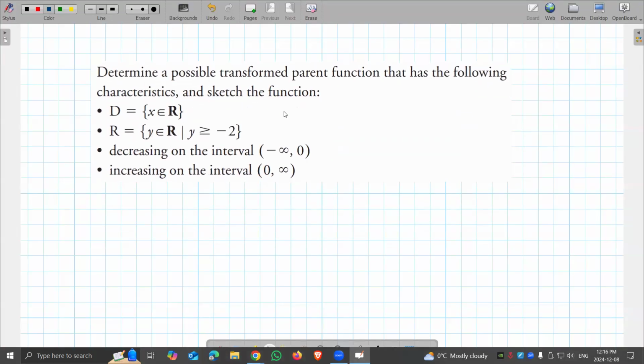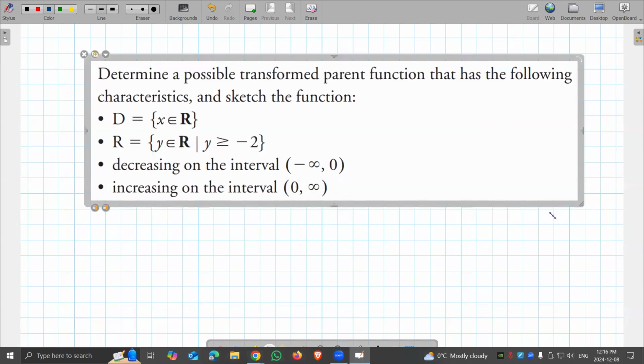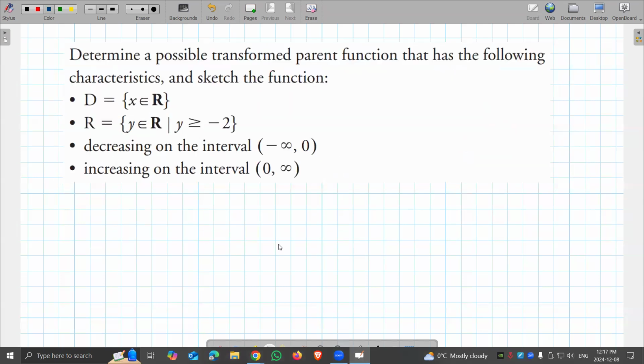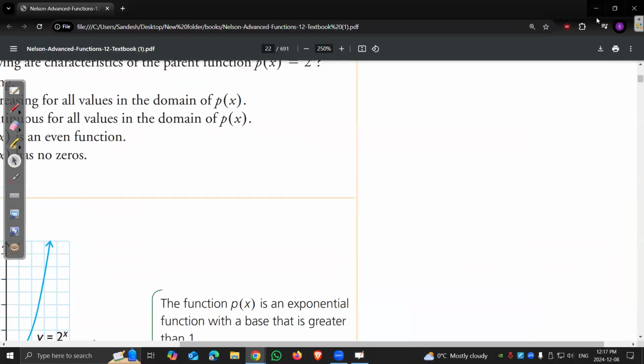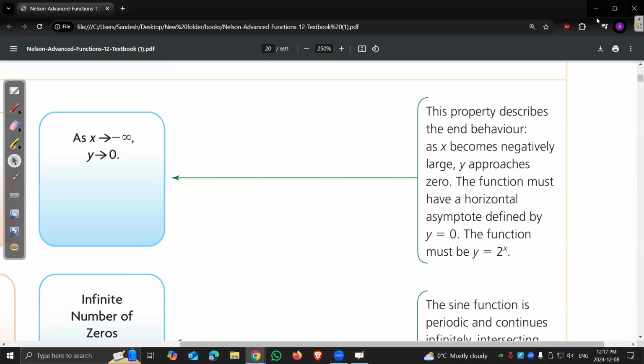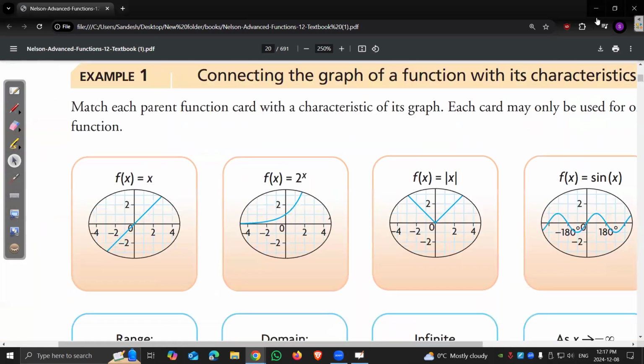This question is a little bit tricky. It says, determine a possible transformed parent function that has the following characteristics. I'll give you some options. I'm gonna cheat. Dave gave us some functions earlier here. We're just gonna focus on these guys.